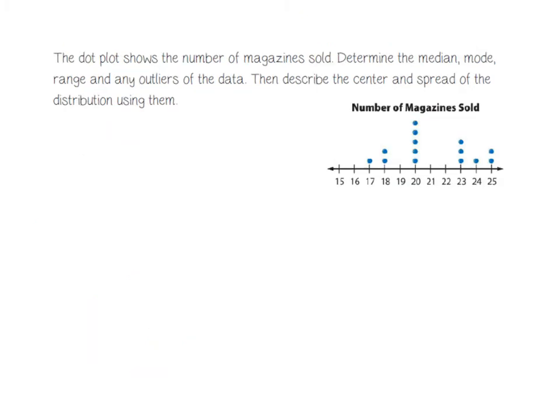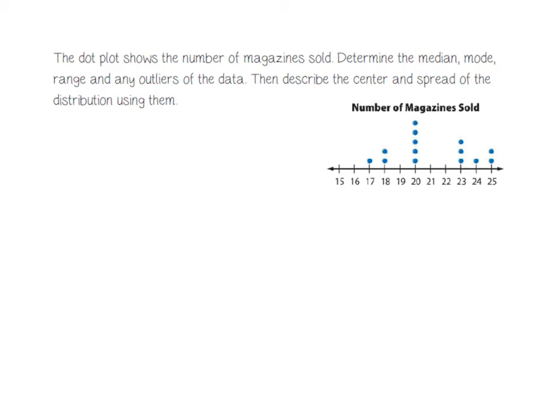This problem says a dot plot shows the number of magazines sold. Determine the median, the mode, the range, and any outliers of the data, then describe the center and spread of the distribution using them. So step 1 is I like to count the number of pieces of data I have. 1, 2, 3, 4, 5, 6, 7, 8, 9, 10, 11, 12, 13, 14.